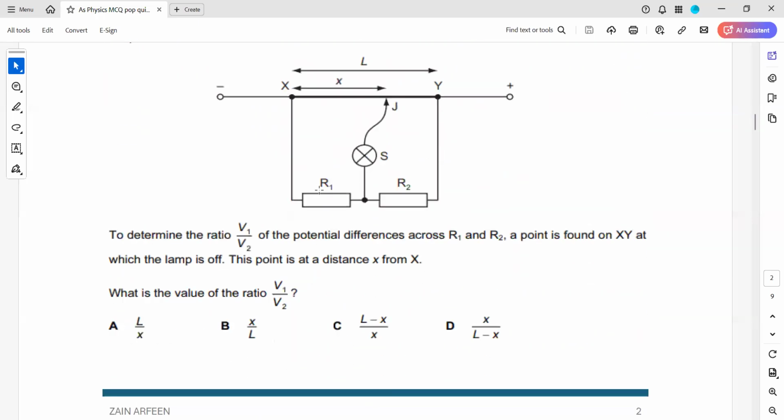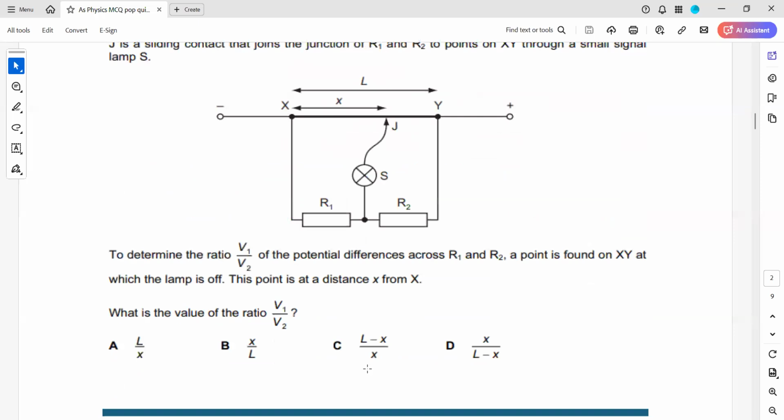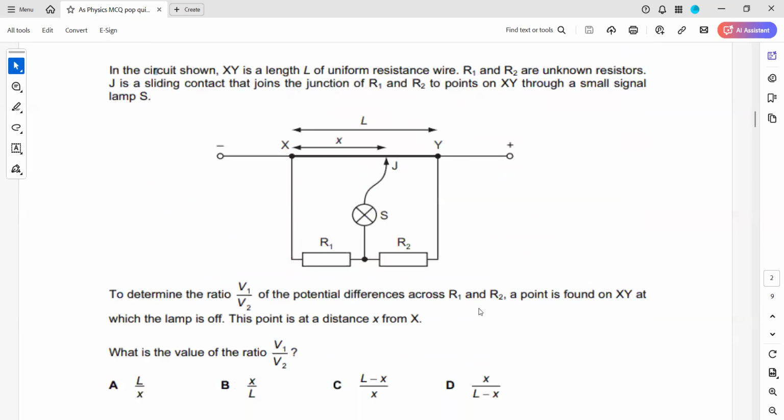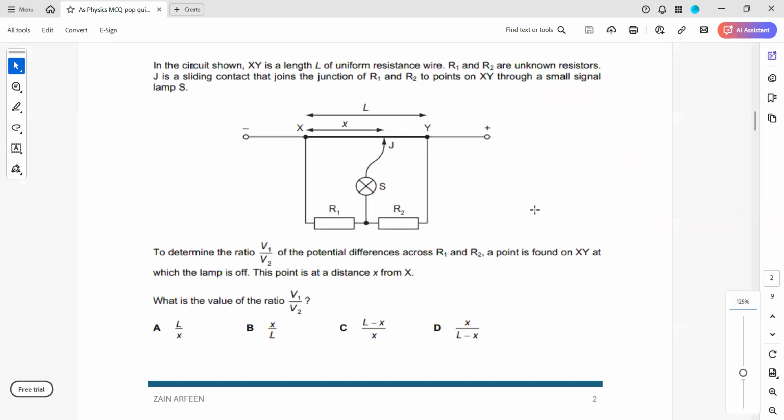Next is question 3. In a circuit, XY has a length L, uniform resistance. R1 and R2 are unknown resistors, and J is a sliding contact.